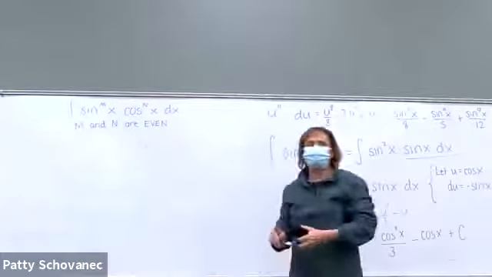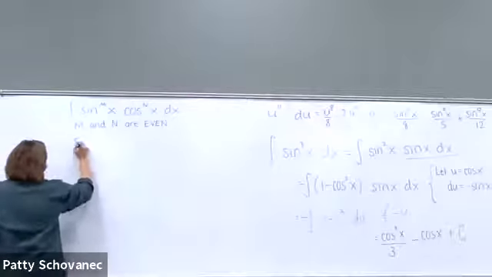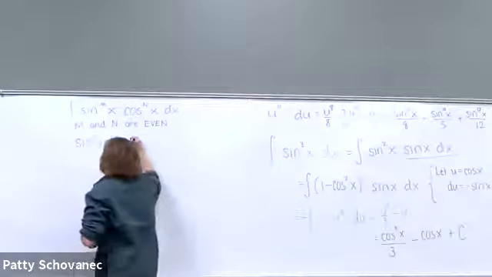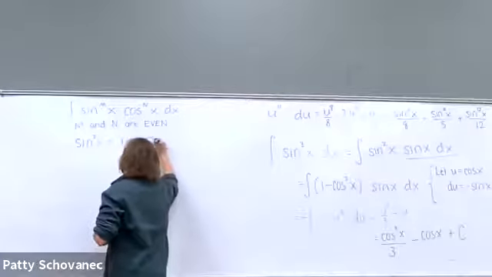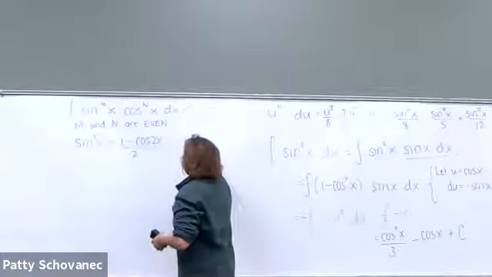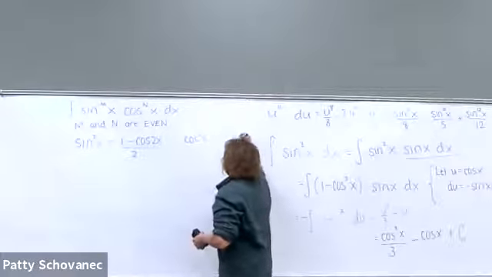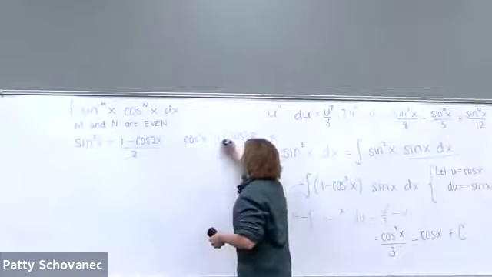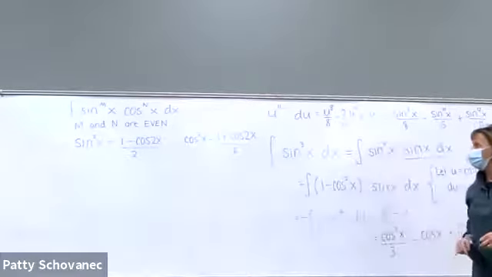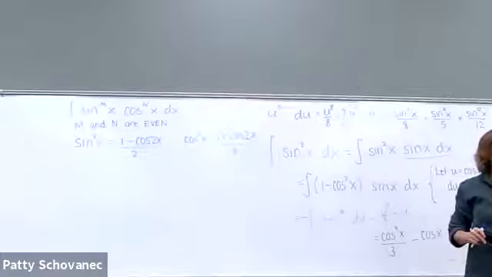M and N are even. We use the identities that you can replace a sine squared with 1 minus cosine of 2x over 2, and you replace a cosine squared with 1 plus cosine 2x over 2. Then you'll have to do the algebra and see what happens next.